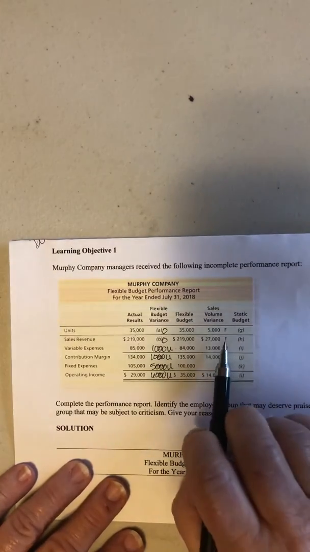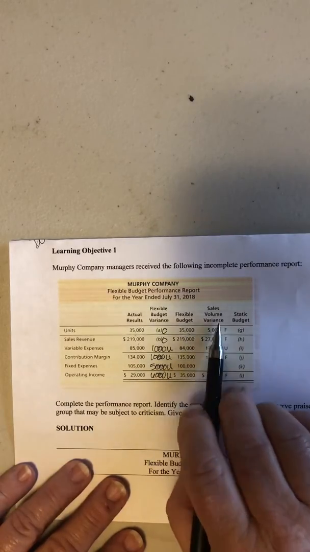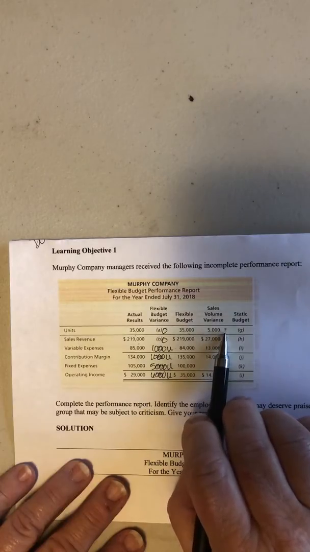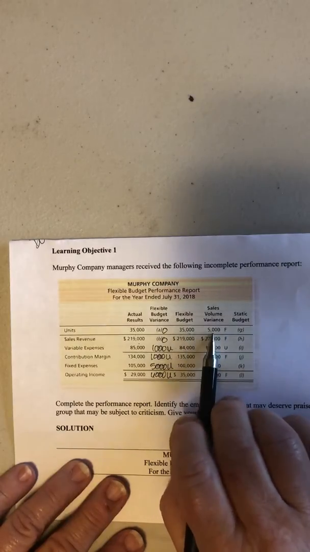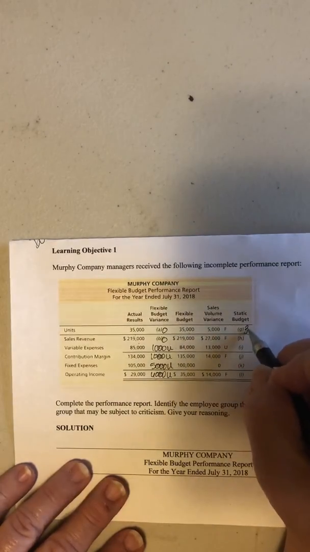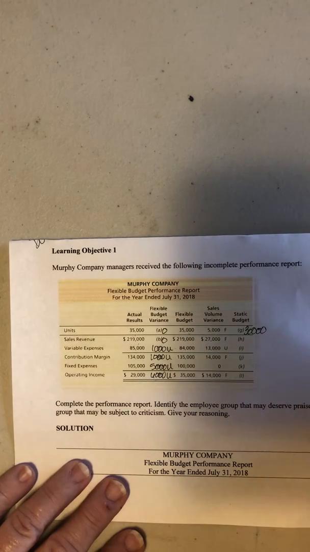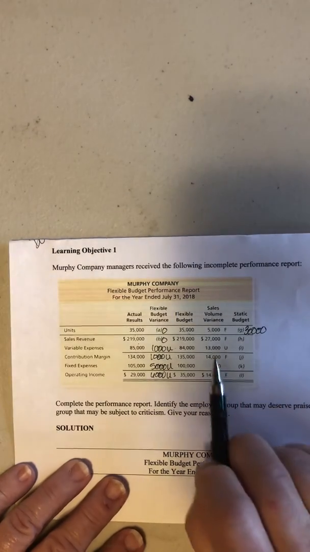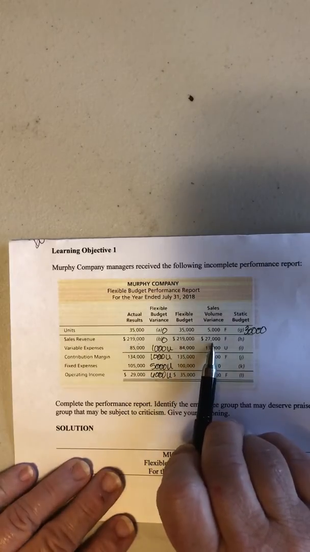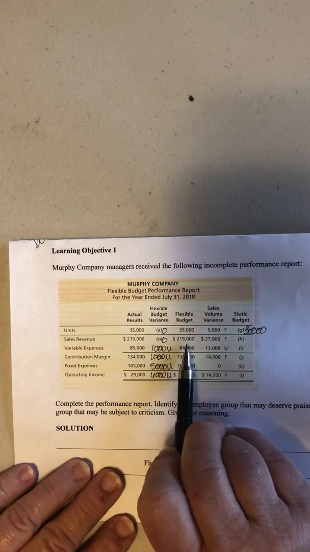Okay, so now in this case, my flexible budget was 35,000. I have a sales volume variance of 5,000 that's favorable, which means I actually sold more units than I expected to sell. So this is going to be 30,000 for my sales budget. Okay, my sales revenue was 219. It had a $27,000 favorable budget, which means I brought in more money than I expected to.